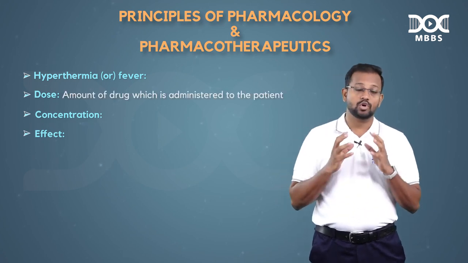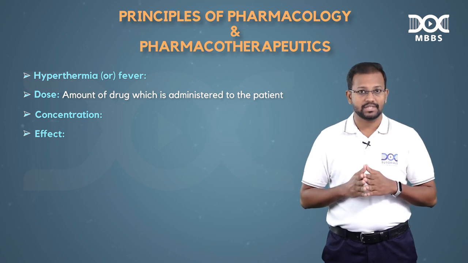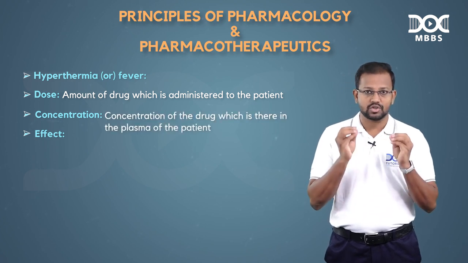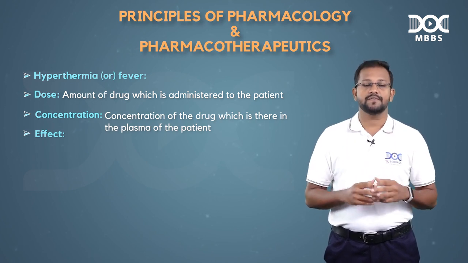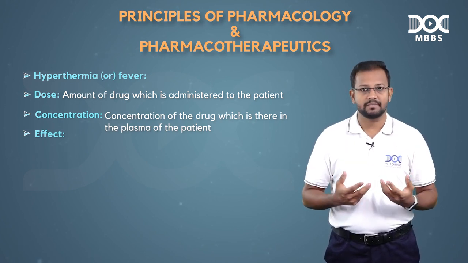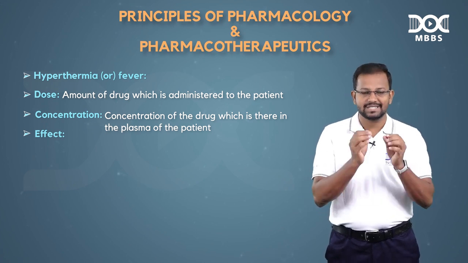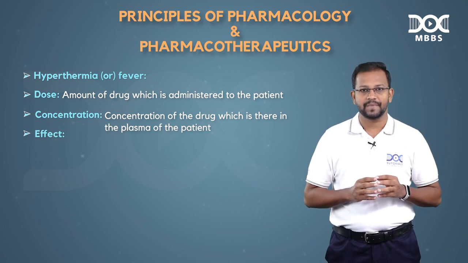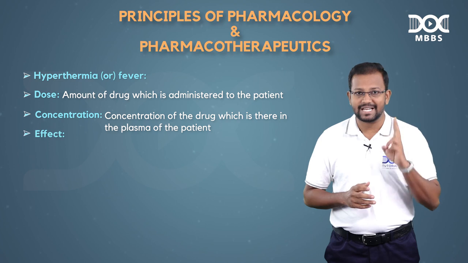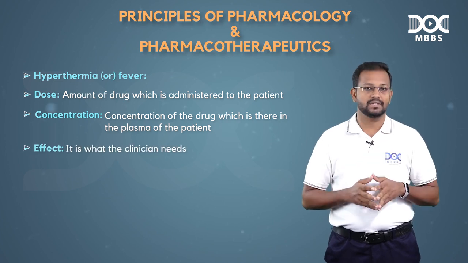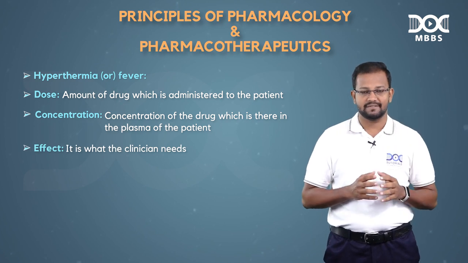Dose is the amount of drug which is administered to the patient. Concentration, on the other hand, is the concentration of drug in the plasma of the patient. If you administer 1000 milligrams, it doesn't mean all 1000 milligrams are going to gain entry into the blood, right? Only some is going to gain entry into the blood. So how do we achieve that concentration in the blood? And the last one is effect. Effect is what the clinician needs. He needs the temperature to come down, right? And that is the effect.